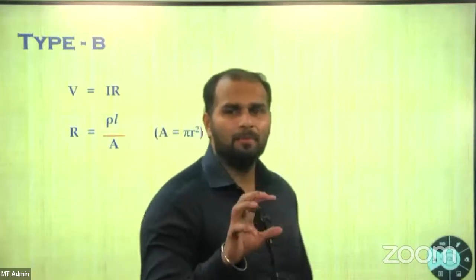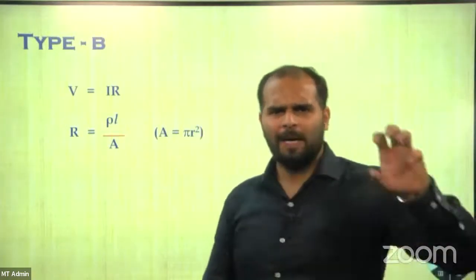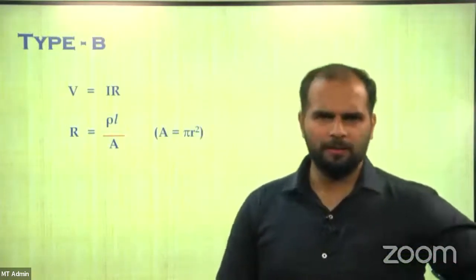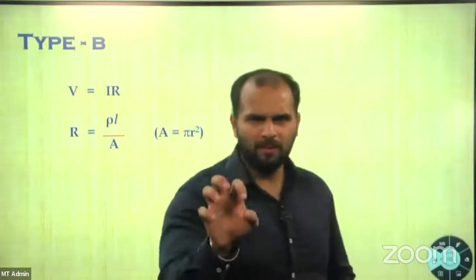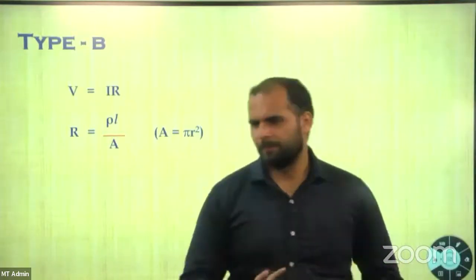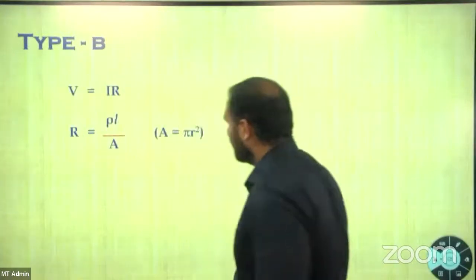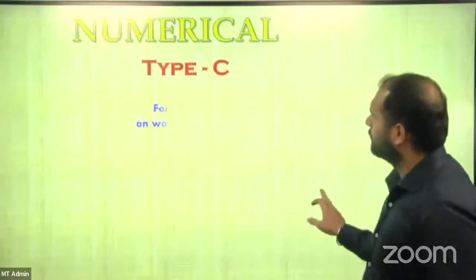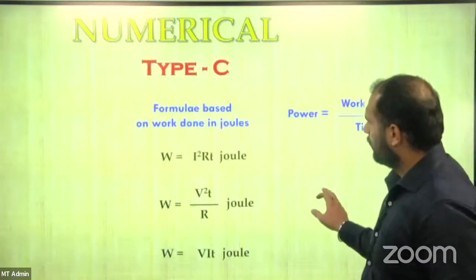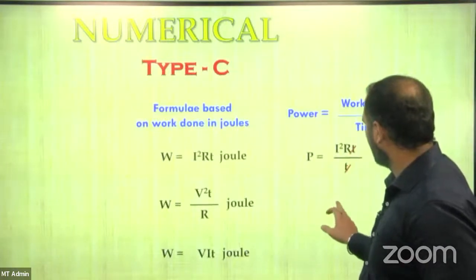And these are the type B problems. Type 1 is the basic problems regarding the current. Type B is the basic part regarding the voltage. So next will be my type C problems. And these are the type C problems which you all can see.